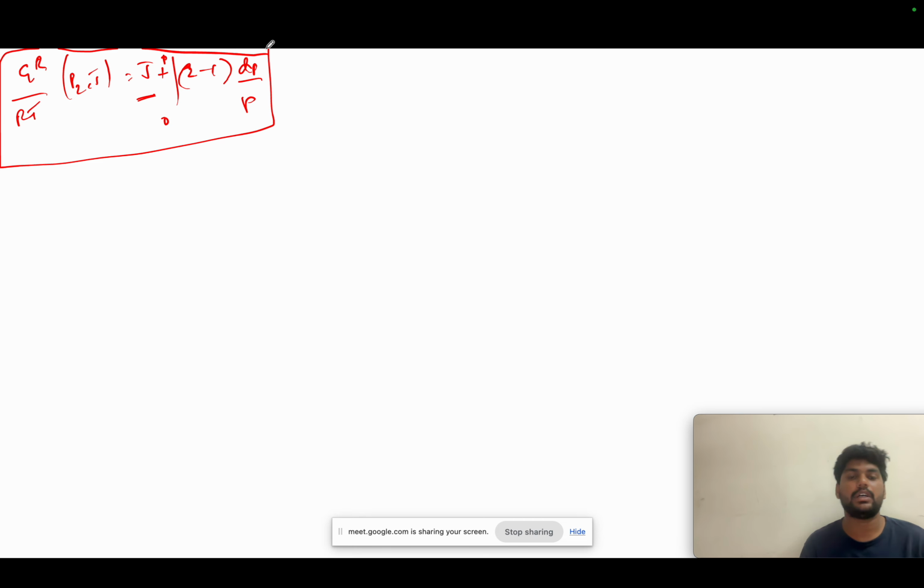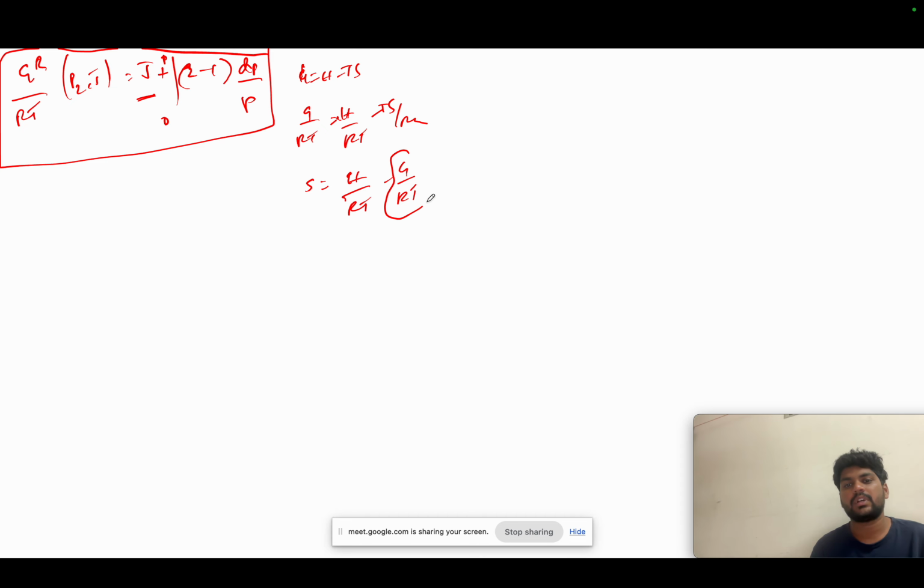Initially we have already discussed that G equals H minus TS, then G by RT equals H by RT minus S by R. So S by R equals H by RT minus G by RT. Now we derived the equation for this, and in the same way we can derive the equations for S by R.